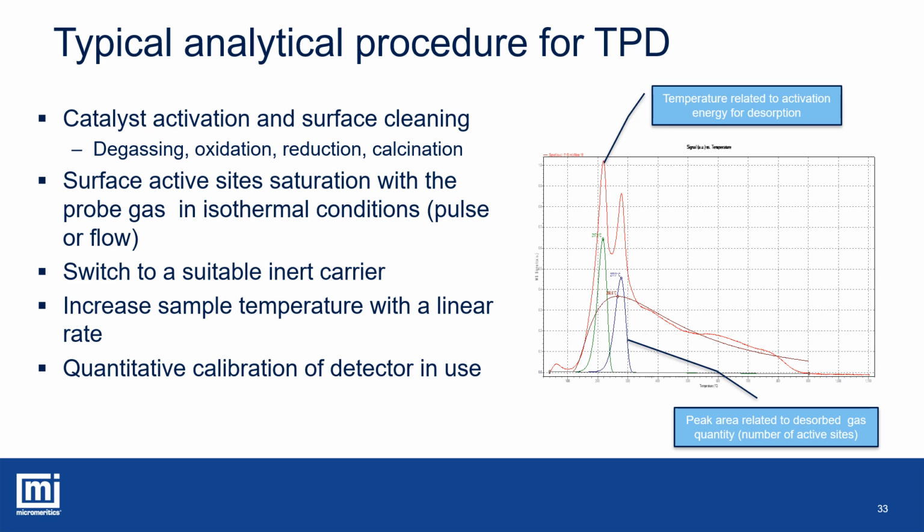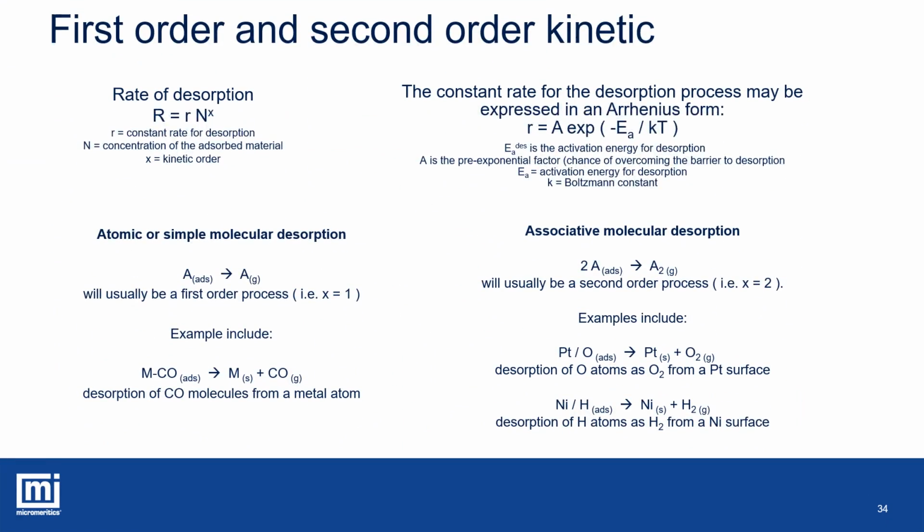Atomic or simple molecular desorption will typically be a first-order process when a simple molecule on the surface of the substrate desorbs into a gaseous form. Recombinative molecular desorption will generally be a second-order process, like in case of two hydrogen atoms on the surface desorb and form a gaseous hydrogen molecule.